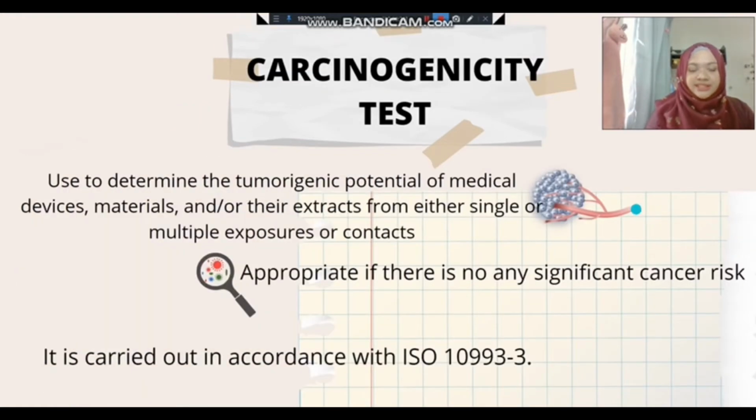For the carcinogenicity test, it is used to determine the tumorigenic potential of medical devices, materials, and/or the extract from either single or multiple exposures or contacts. It is appropriate if there is no significant cancer risk, thus making this test very rare to be done. It is carried out in accordance with ISO 10993 Part 3.